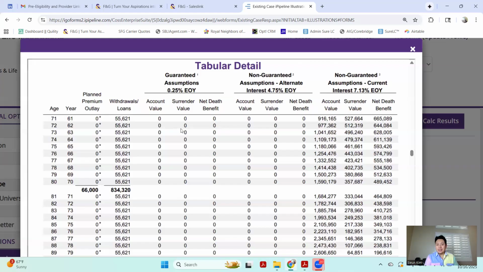So when the client is asking for a long-term benefit for the child, I think this is one of the best things you can set up for your children or grandchildren.